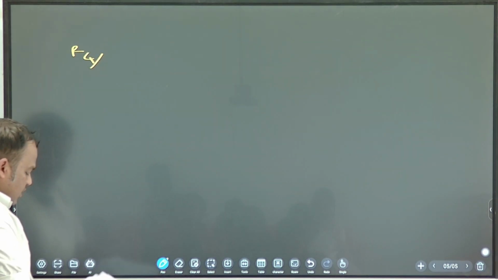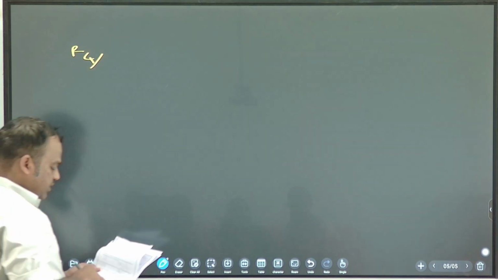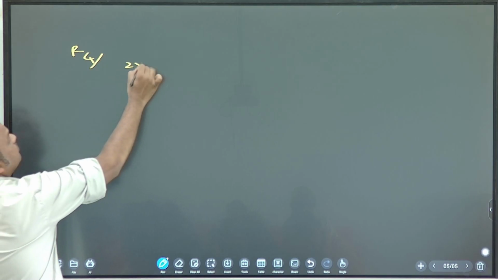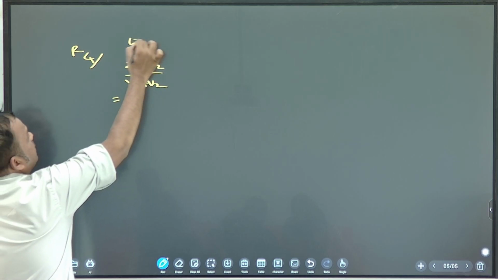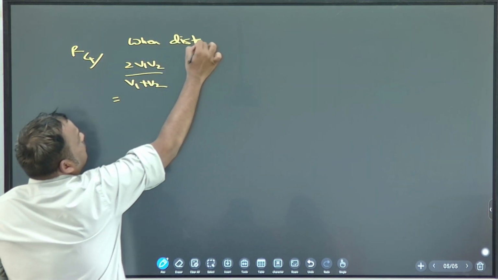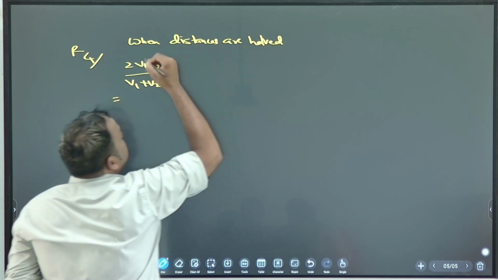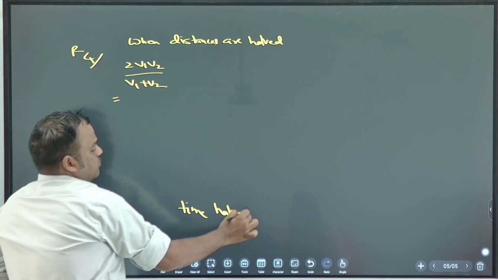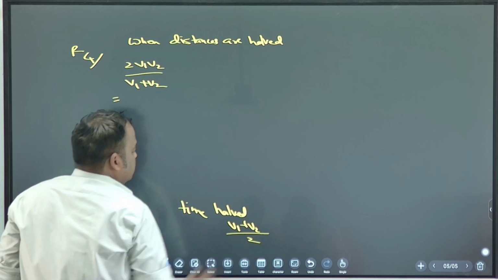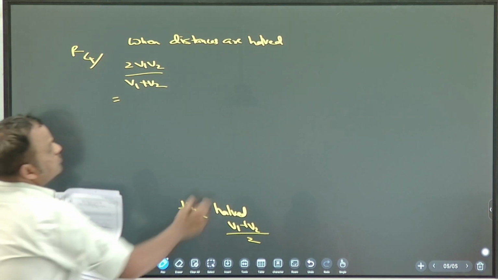Okay, fourth also I am doing. R4. Car travels first half distance with 30, second half with 50. Again the same formula, 2 V1 V2 by V1 plus V2, when distances are halved. Distance halved means this formula. When time is halved, what is the formula for that? V1 plus V2 by 2. When time is halved.